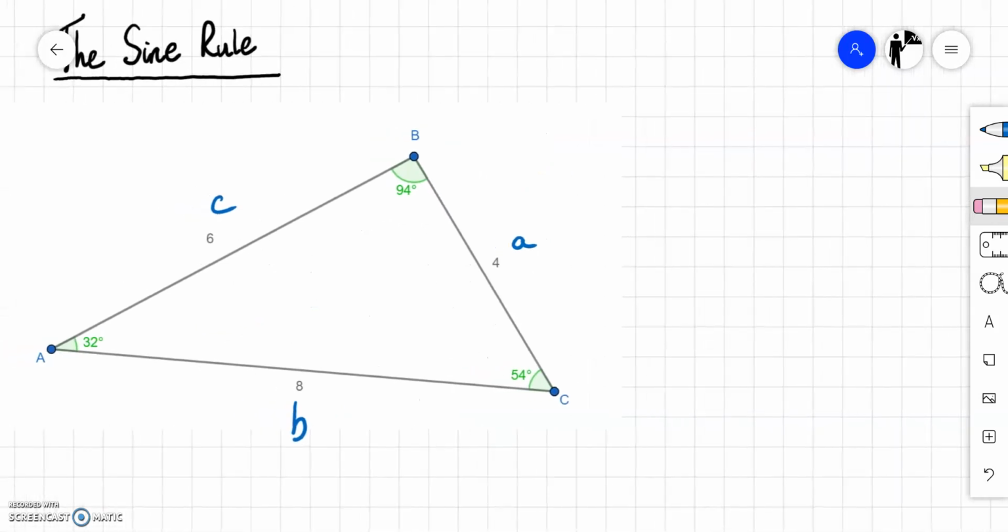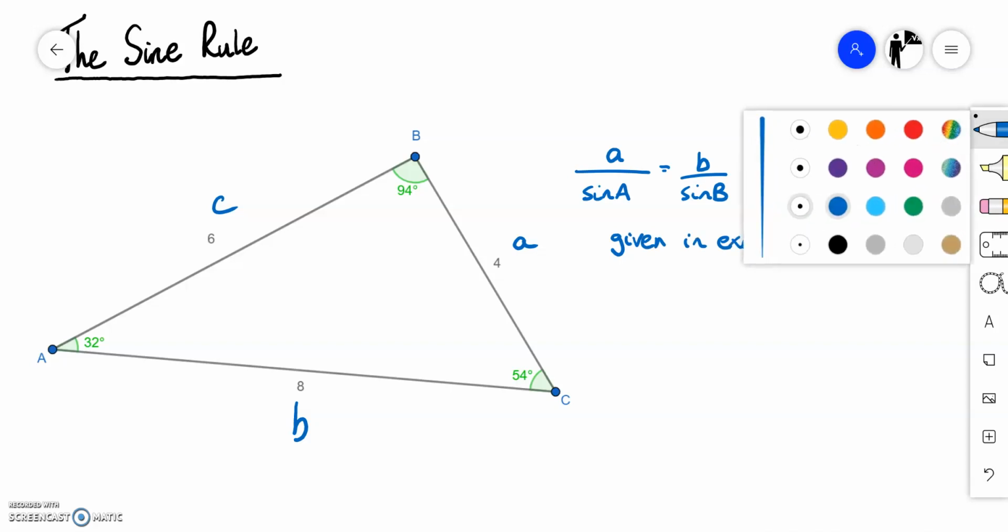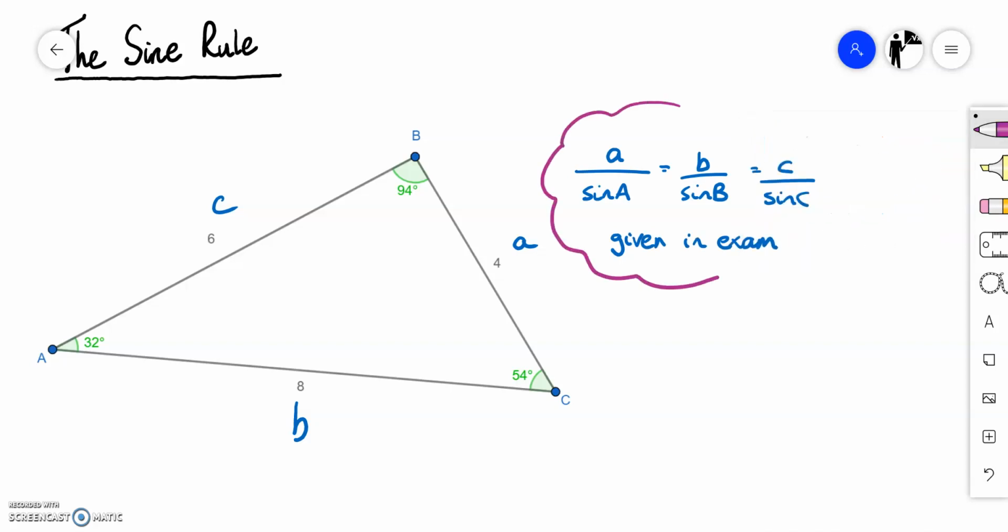I'm not going to go through the derivation of the sine rule, but essentially the sine rule is given as this: a over sine A equals b over sine B is equal to c over sine C. This is given to you in your exam. This is on your formula list. This is really important though, so can I ask you please to highlight this, bubble this, make this important. Just want to talk briefly about where this has all come from.